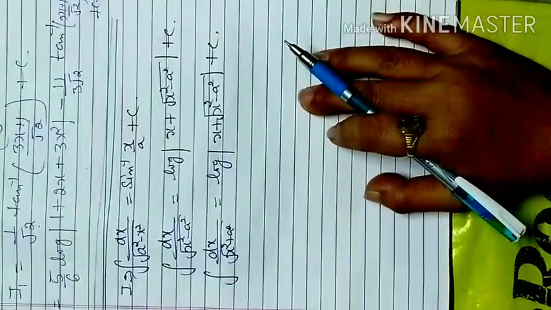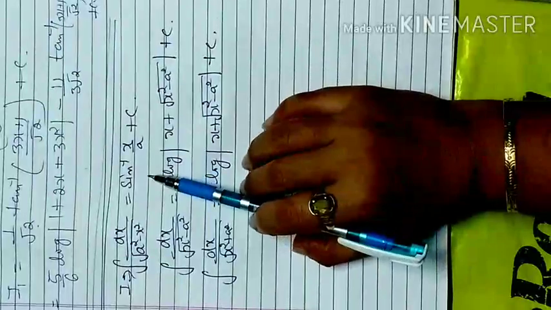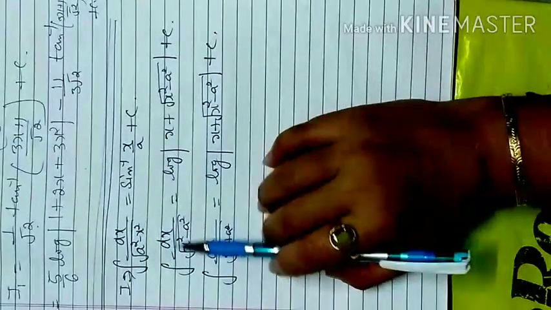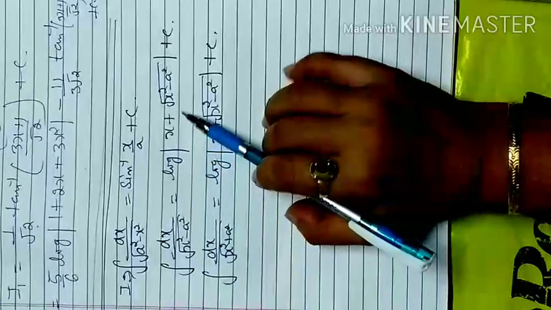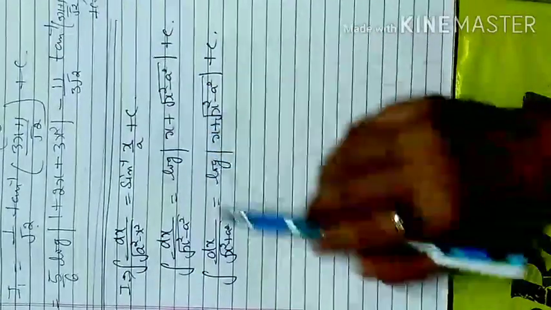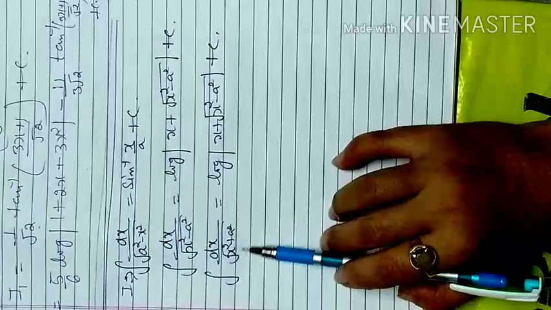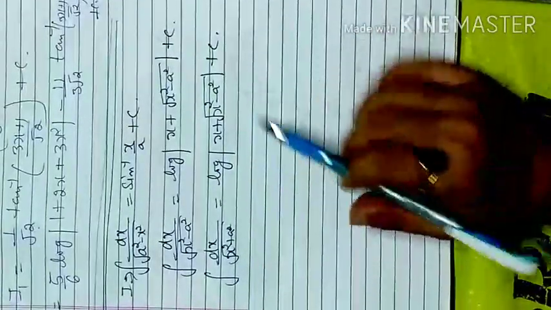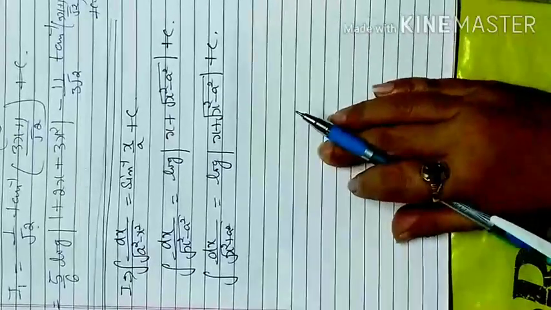Integration of 1 upon root of a square minus x square is sine inverse x by a. Integration of 1 upon root of x square minus a square is log of x plus root of x square minus a square. Similarly, integration of 1 upon root of x square plus a square is log of x plus root of x square plus a square, plus c. So that is the required formula.